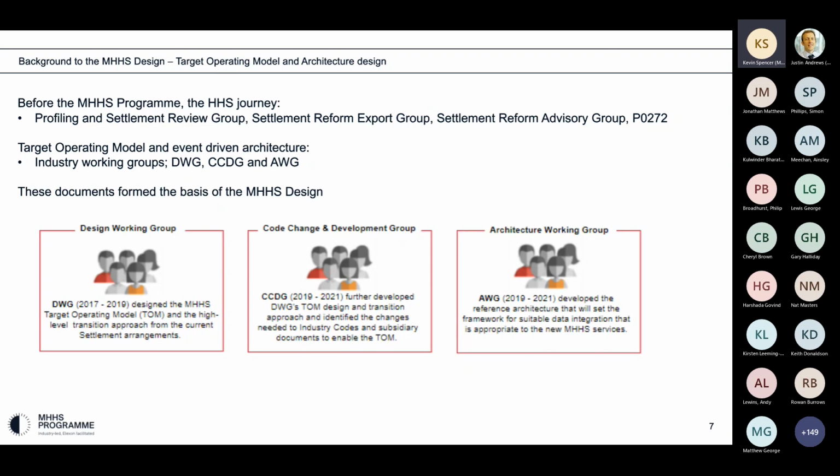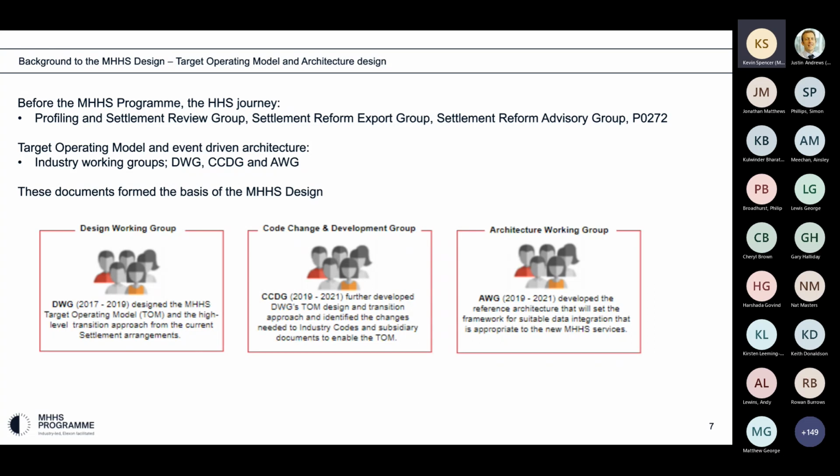The Architecture Working Group, the AWG, ran in parallel with CCDG, and the Architecture Working Group were tasked with developing a reference architecture for market-wide half-hourly settlement. They also, in conjunction with some of the members of the CCDG, produced a number of business process models, which actually formed the basis of the work of the programme. It was effectively the collateral that the programme had when it started in the middle of last year. So that is a high-level run-through of how we got to where we are today.